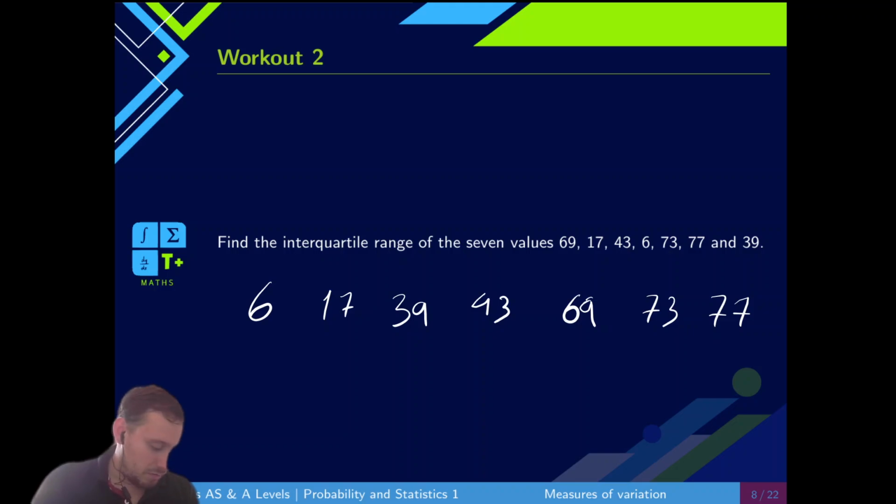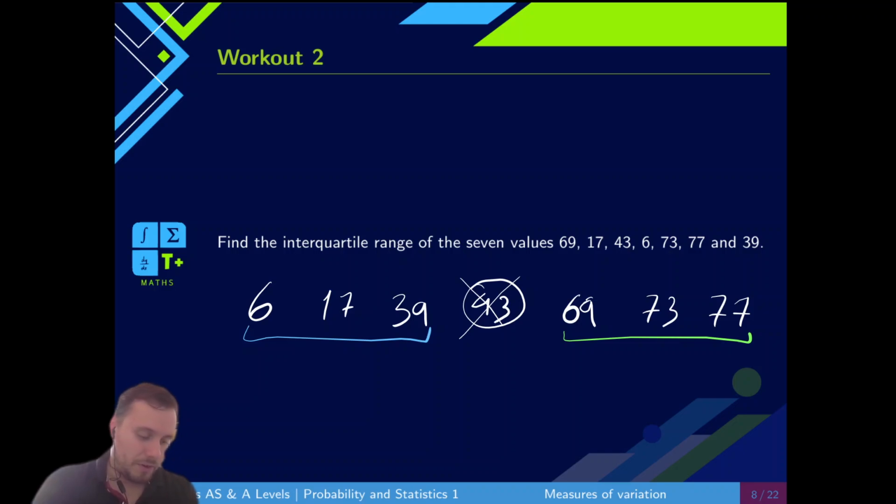So again, we're going to find the median. This here is the median, so we're not going to use it. Thus, we have 2 sets of 3 values each, again a lower half and an upper half. Here we can see that we have three ordered values, so the one in the middle is the median. So this 17 is going to be quartile 1. And then this 73 is going to be our quartile 3.